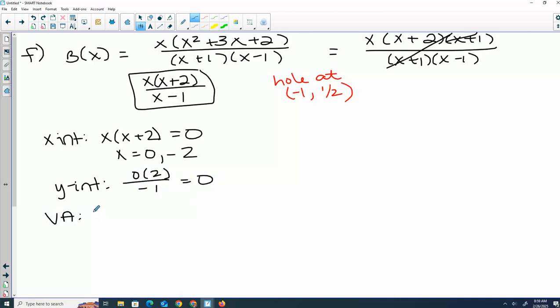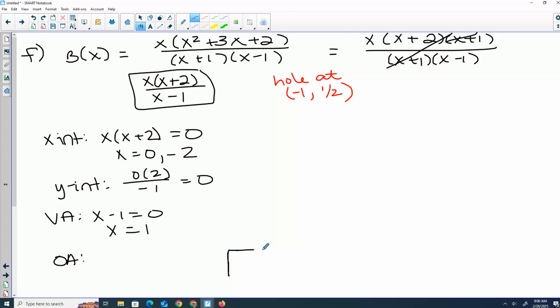Vertical asymptote is the bottom equal to 0, so x equals 1. Horizontal or oblique, we divide the highest powers of x. You can do it from this reduced one or the original, it does not matter. If you do this, you have x squared over x. If you did the original, x cubed over x squared. Both of those reduce to an x. If you're left with x, what does that mean? X is on top, it's an oblique asymptote.